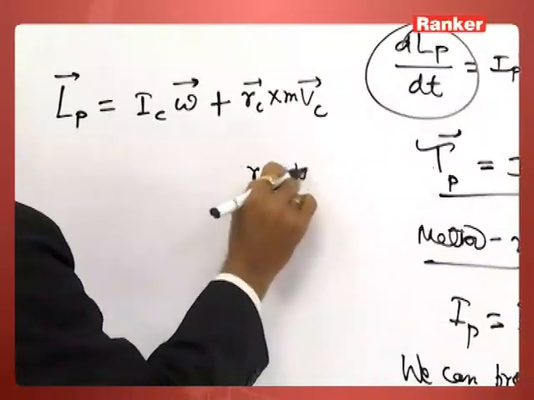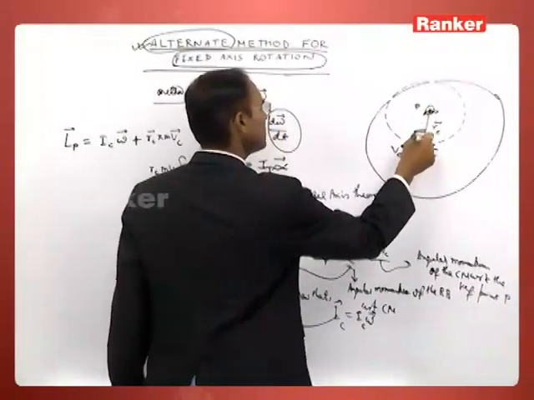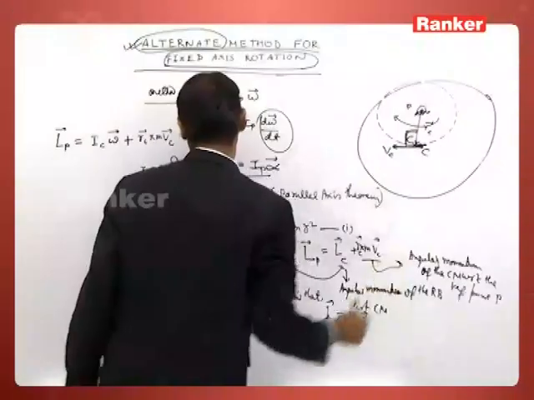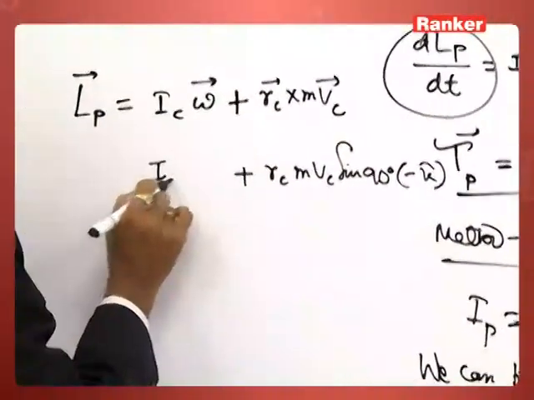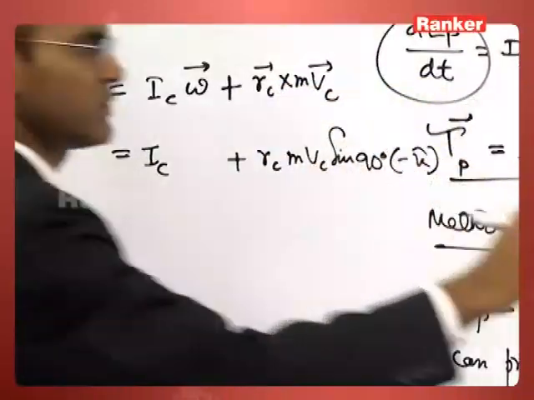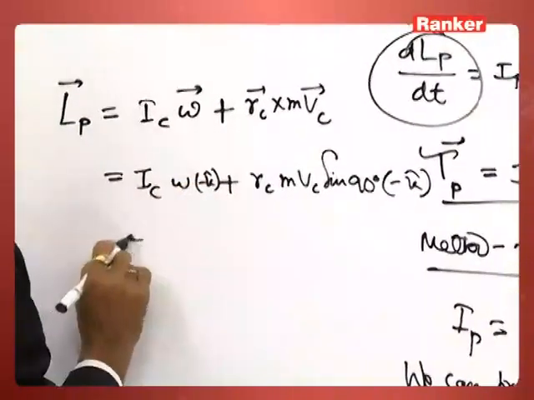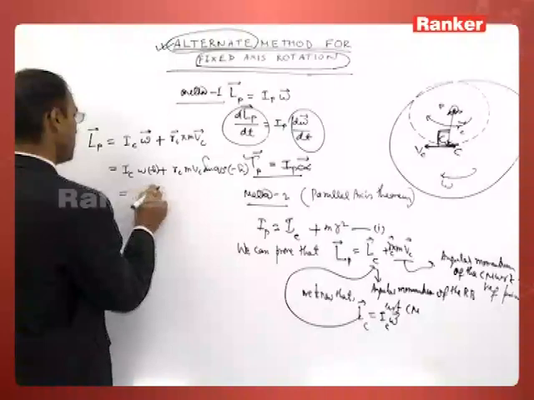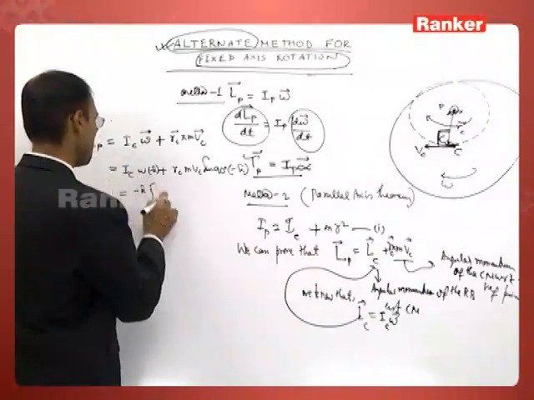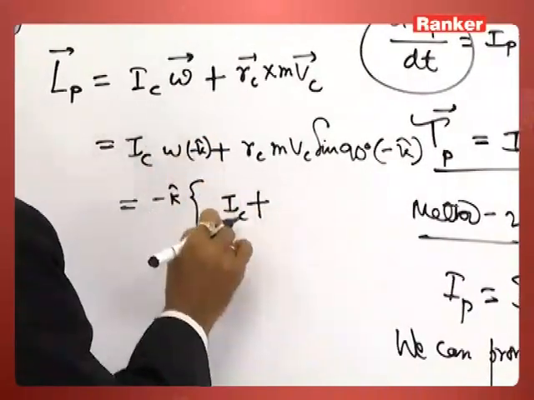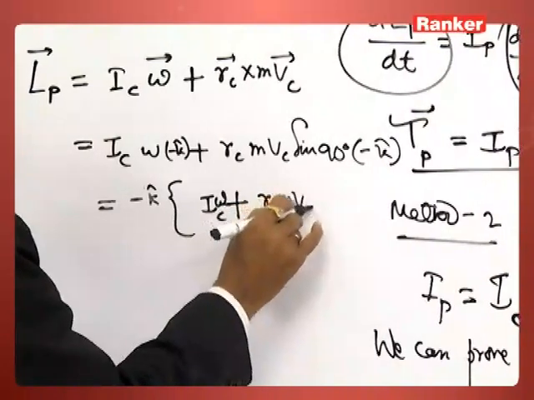Rc Vc sin 90 degrees, and the direction is clockwise, or minus k cap. The direction of omega is clockwise, omega minus k cap. In this way, you can write, by taking the k cap out of the bracket, Ic omega plus Rc m Vc.